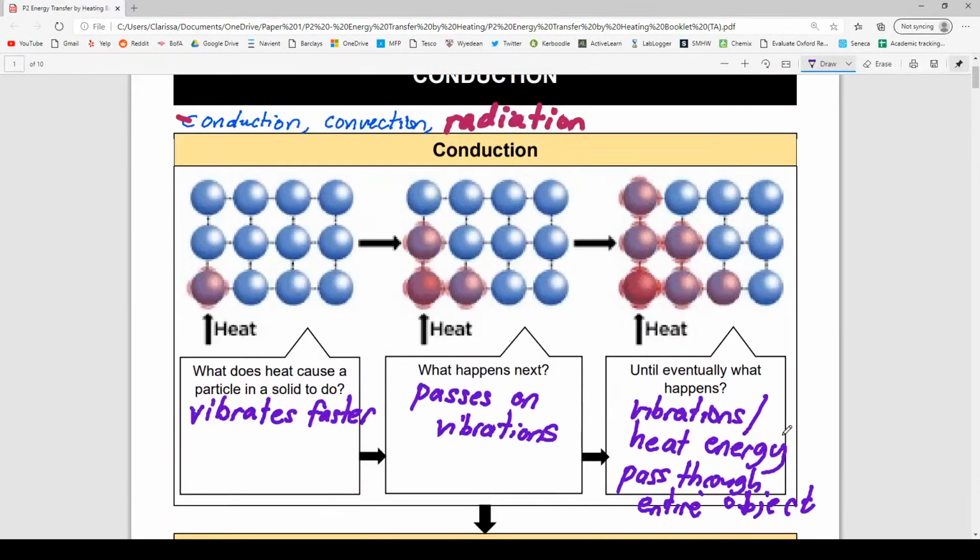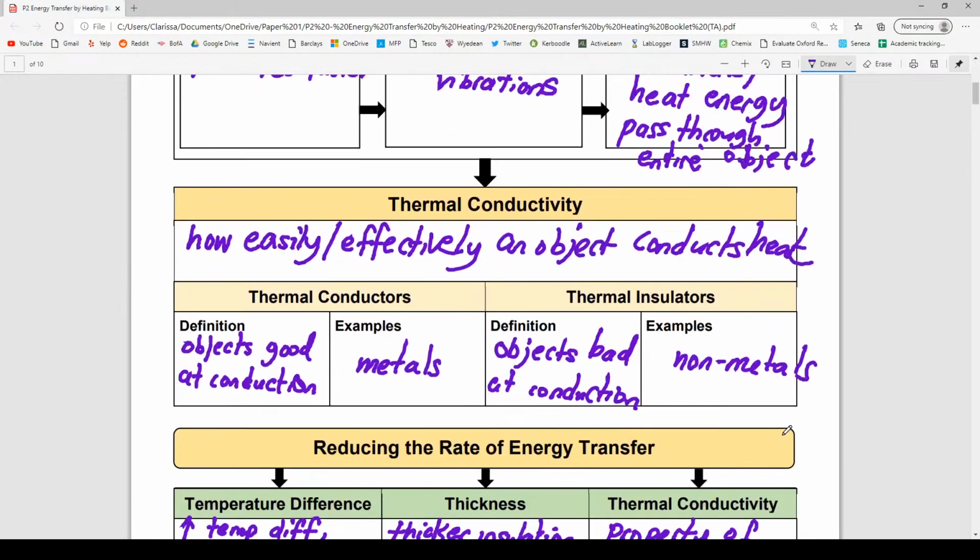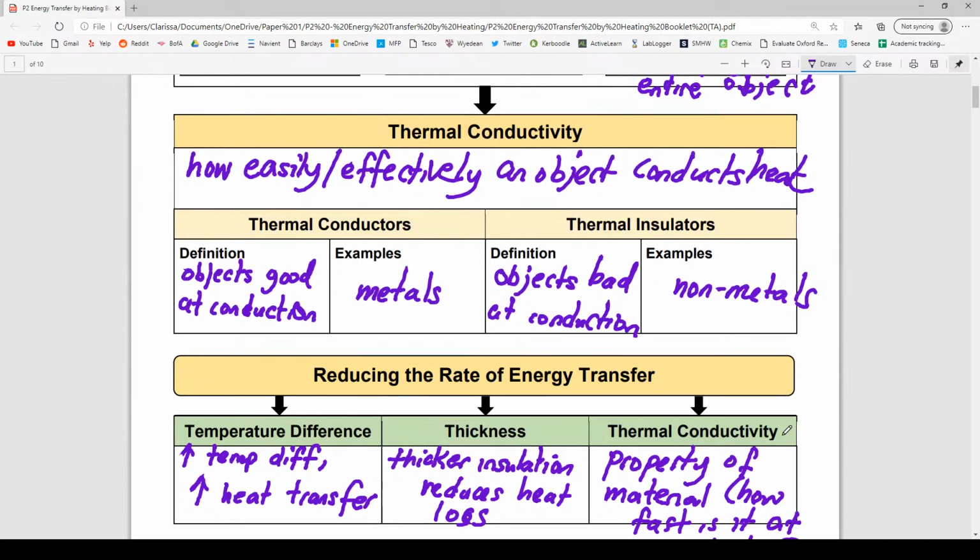Okay. So that is basically the end of conduction. I'm going to move on to the next topic now. So I just want to make it clear. Conduction happens in solids, all to do with vibrations where a particle gets heated, passes on its vibrations to other particles that are nearby it. They pass them on until the whole object is heated and the heat is transferred through. Some objects, though, are better at this process of conduction than others.